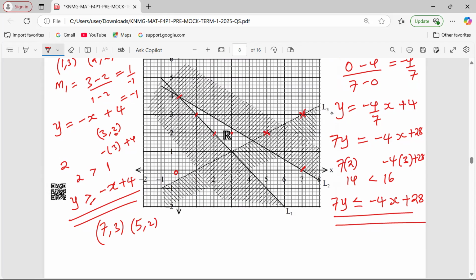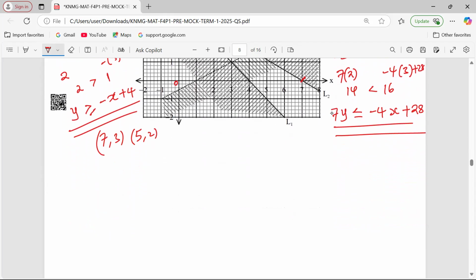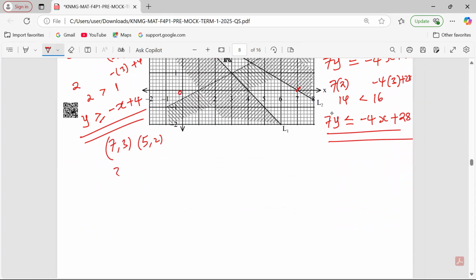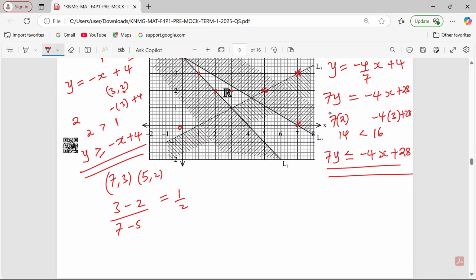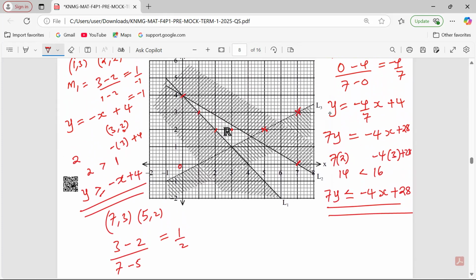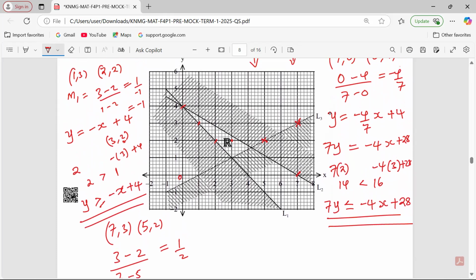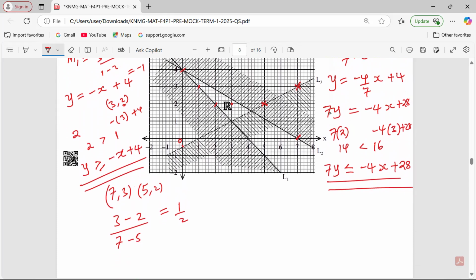These are coordinates with a positive gradient. So now we shall talk about 3 minus 2, change in y, over 7 minus 5. This is 1 over 2. So the gradient is a half. So we can say, is the line cutting the y-intercept at some point? Yes. This is negative half.